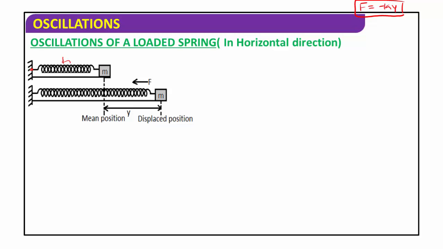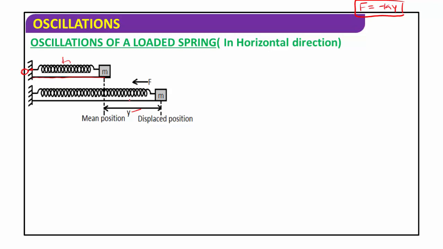Here, one end is attached to the rigid support. This is called the mean position, and the mass is attached to this spring. The block is free to move on the frictionless horizontal surface. This is the frictionless horizontal surface. Suppose this block is slightly displaced.